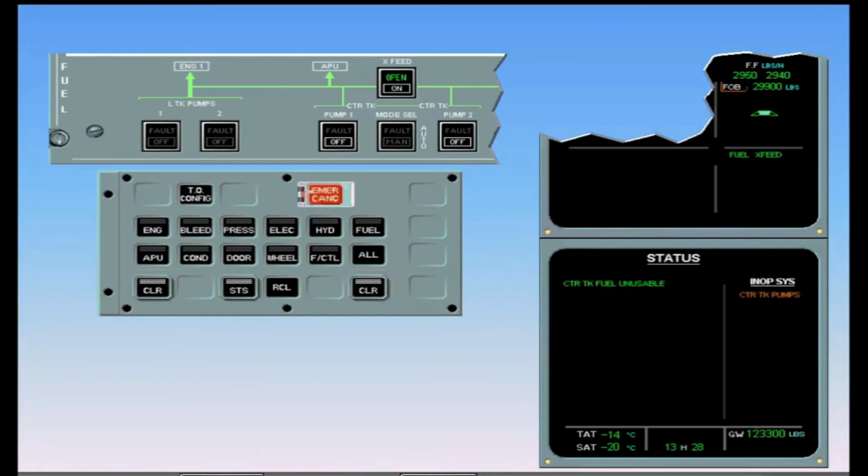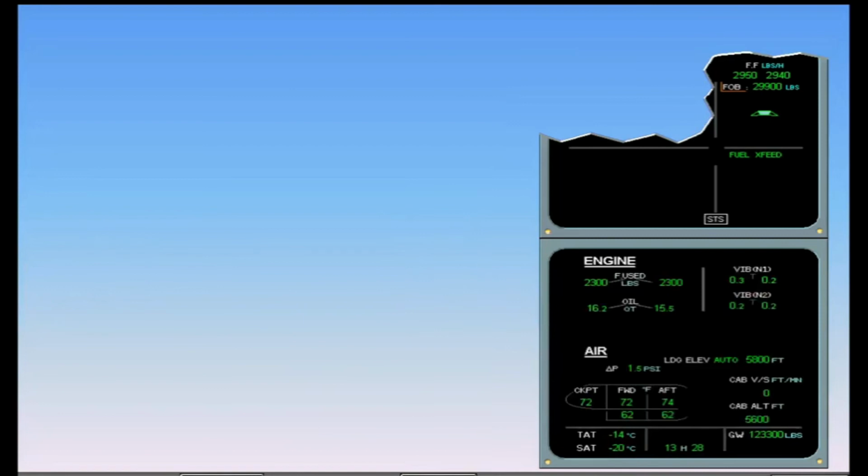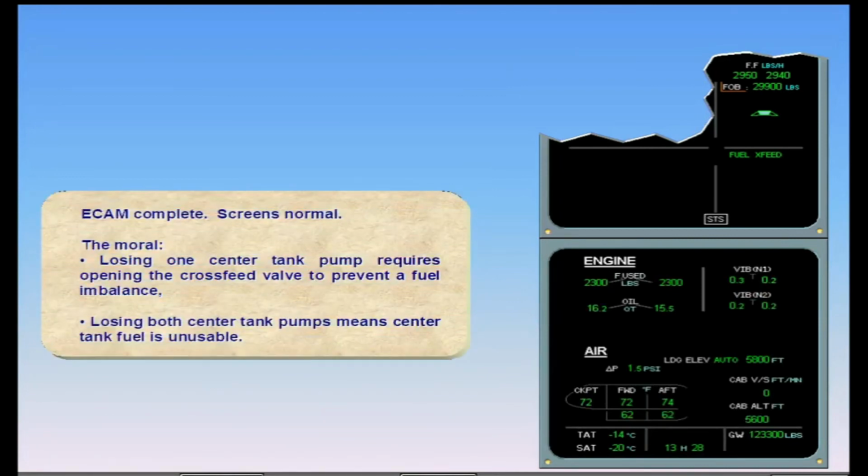The status page indicates the following. A green message indicates that the center tank fuel is unusable. The center tank pumps are inoperative. This is indicated in amber. After review and confirmation from the pilot flying, clear status. ECAM complete. Screens normal. The moral.